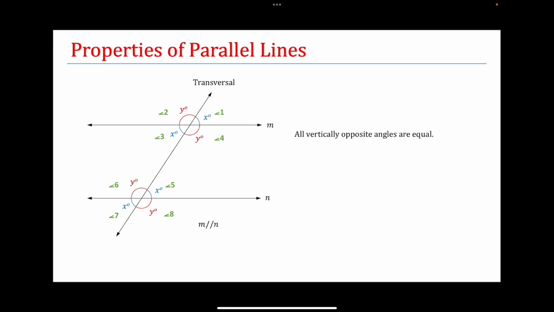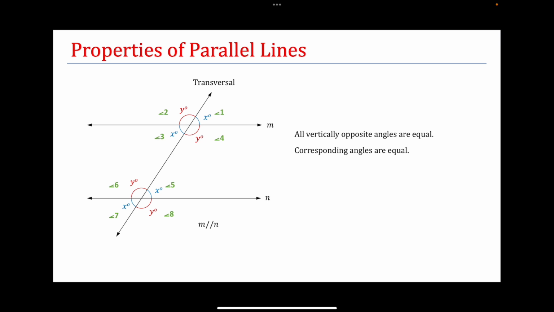Out of these 8 angles, all vertically opposite angles are equal. Here angle 1 and angle 3 are equal because they are vertically opposite. Similarly, angle 2 and angle 4 are vertically opposite and equal. The same way, angle 5 and 7, angle 6 and 8 are equal because they are vertically opposite angles.